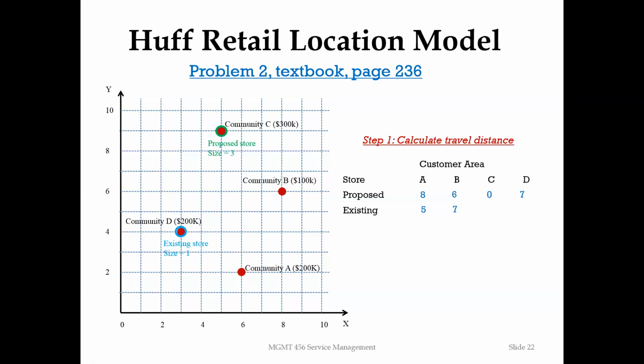What about from C to the existing store? In other words, what's the travel distance from C to D? From C to D, C is right here, D is right here. So it'll be 1, 2, 3, 4, 5, 6, 7. So it's 7. What about D to the existing store? The existing store is located right inside the community. So that's why travel distance is 0. It's almost 0. Now we have the travel distance from each customer area to each store.